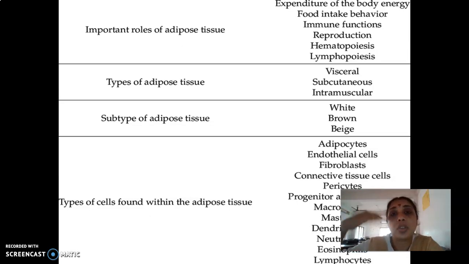So that fresh TG molecules will be always entering into the adipose tissue. Clear? So what are the important roles of adipose tissue? It is mainly used up for the production of energy, then food intake behavior, right?